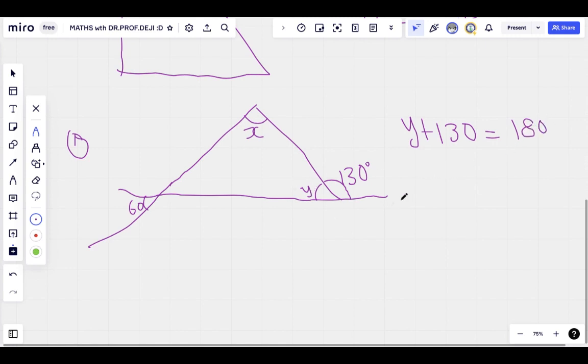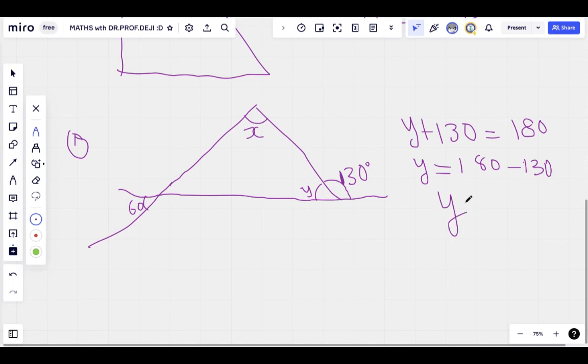Because they are on a straight line, y degrees plus 130 degrees, this is 130, equals 180. So I subtract 130 from both sides. y equals 180 minus 130, which gives us 50. So now we have found the value of y.